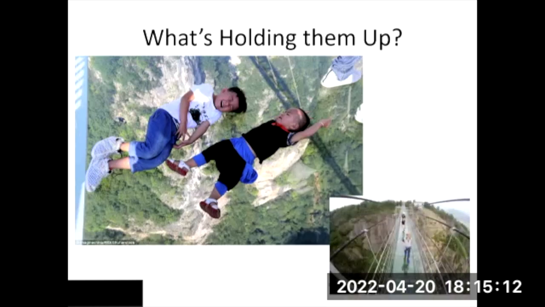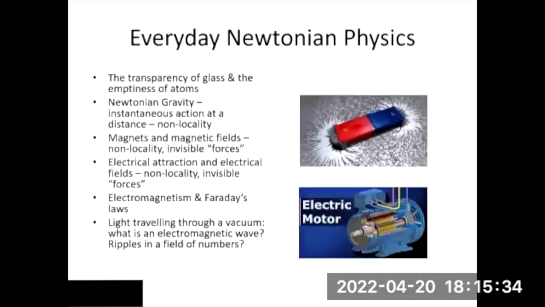And the answer is glass. They're on a glass bridge. Which is just an illustration of how empty matter is. In fact, solid matter is 99.9999999% empty. And that's provided you assume that the protons and the neutrons and the electrons are solid, which of course they aren't. So matter is actually 100% empty.